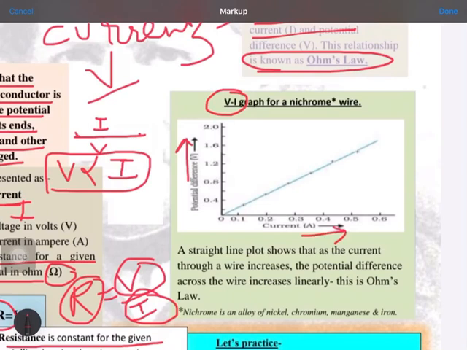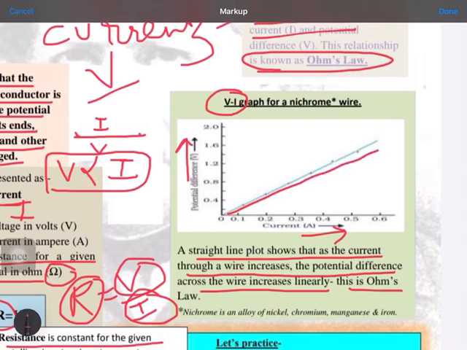We are showing this relation for R is equal to V upon I. A straight line plot shows that as the potential difference across the wire increases, the current through the wire increases linearly. If the potential difference is increasing, then the current is also increasing, and we get a straight line. This is the graph used to show that the value of R is constant.